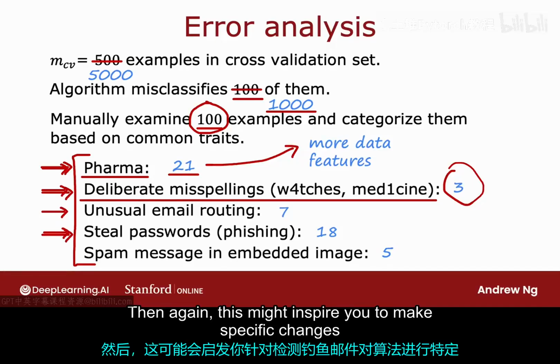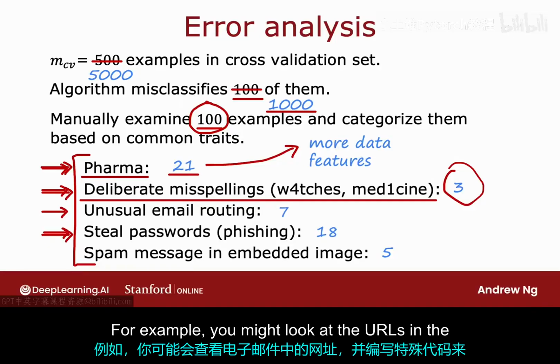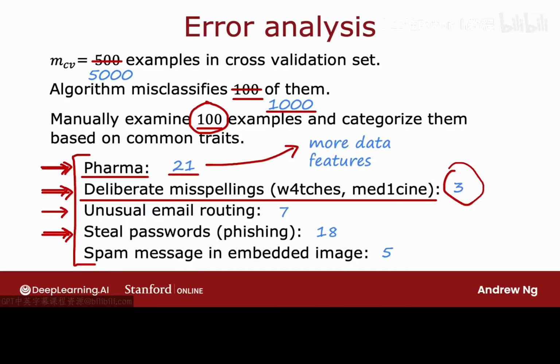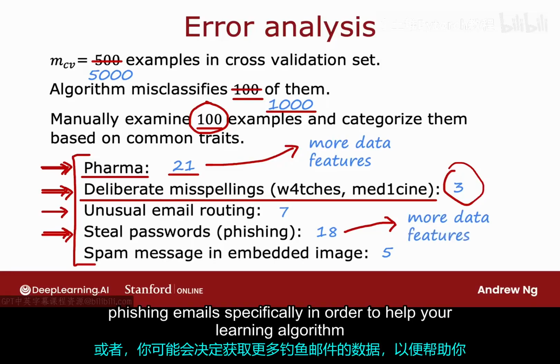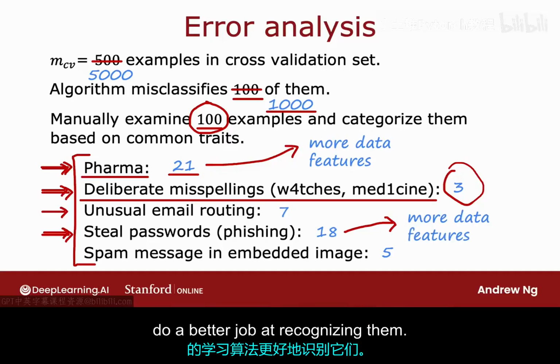Then again, this might inspire you to make specific changes to the algorithm relating to detecting phishing emails. For example, you might look at the URLs in the email and write special code to come up with extra features to see if it's linking to suspicious URLs. Or again, you might decide to get more data of phishing emails specifically in order to help your learning algorithm do a better job at recognizing them.